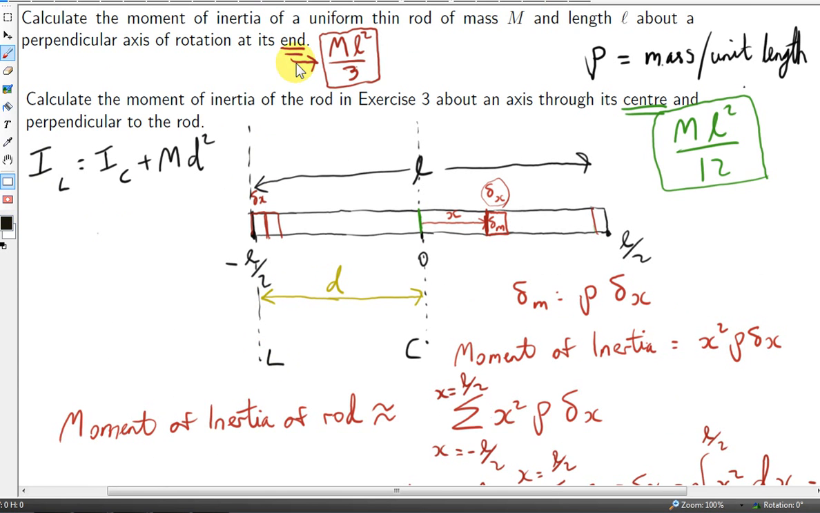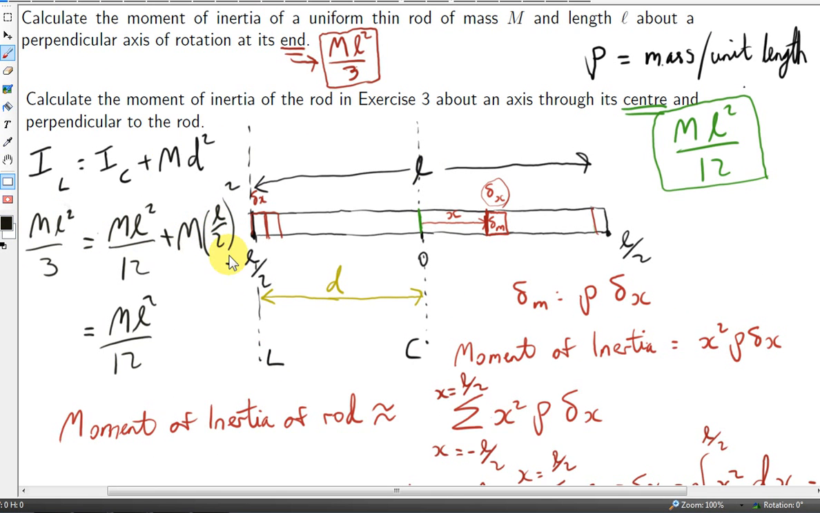So I_L about the end is m l squared over 3, and I_C, the moment of inertia about the center of the rod, is m l squared over 12. Then we have the mass of the rod times d squared. Well, what's the distance between these two axes? Well, the distance is just half the length of the rod.